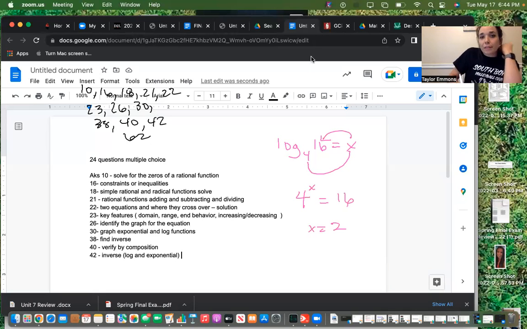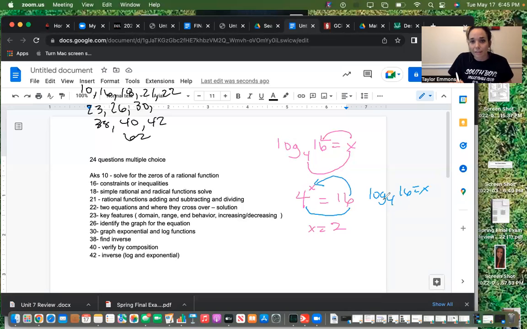Now, if you're given this exponential and you want to go back to log, you start at your base, go to your outside, you finish at your exponent. So log base 4 of 16 equals x. So notice how I followed that circle pattern. That's how I wrote out my other things. Okay, so understanding you can go from logs to exponential and vice versa.